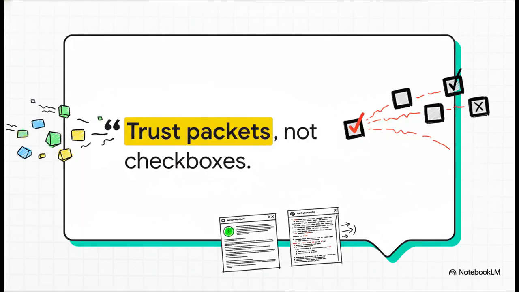And this quote just says it all, doesn't it? Trust packets, not checkboxes. Your virtualization software's little GUI might have a green light and say connected, but these command line checks show you what's actually happening on the network. They are the ground truth.